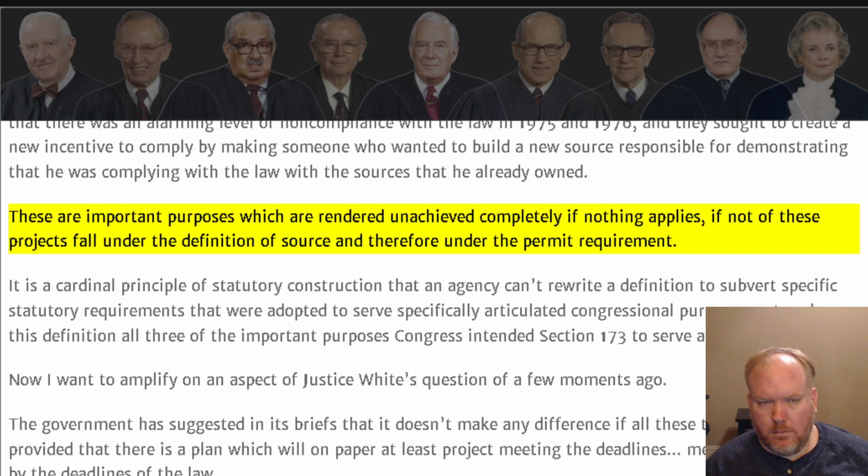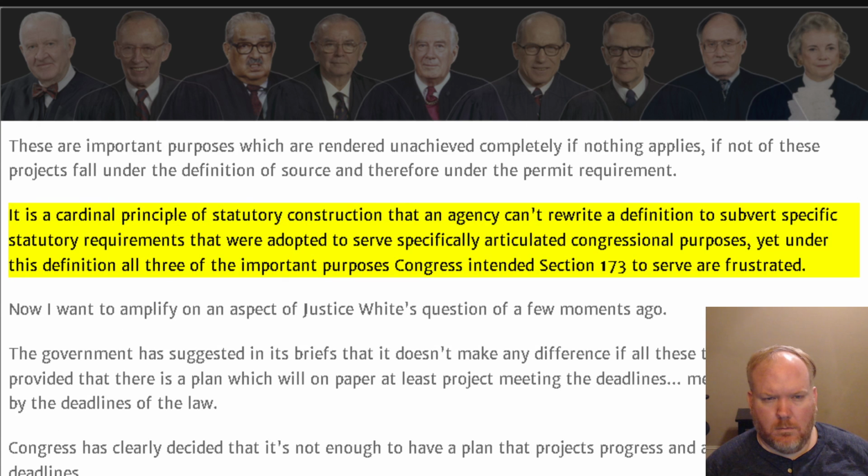These are important purposes which are rendered unachieved completely if nothing applies, if none of these projects fall under the definition of source and therefore under the permit requirement. It's a cardinal principle of statutory construction that an agency can't rewrite a definition to subvert specific statutory requirements that were adopted to serve specifically articulated congressional purposes. Yet, under this definition, all three of the important purposes Congress intended Section 173 to serve are frustrated.